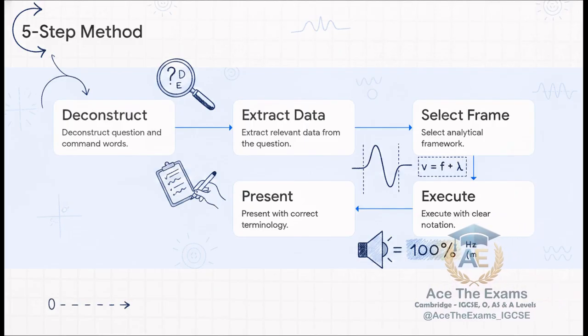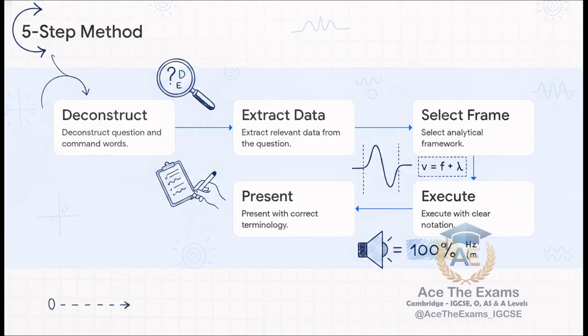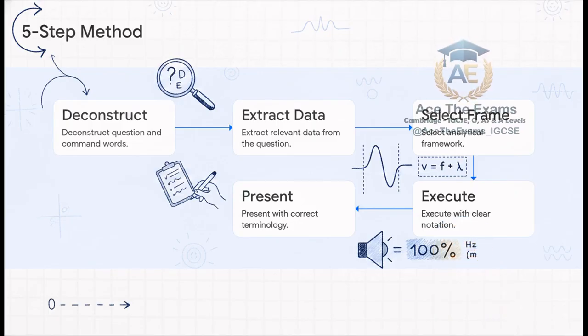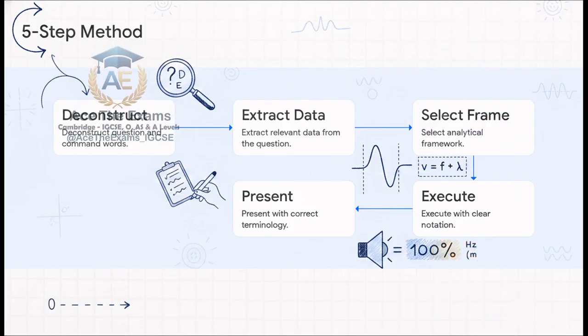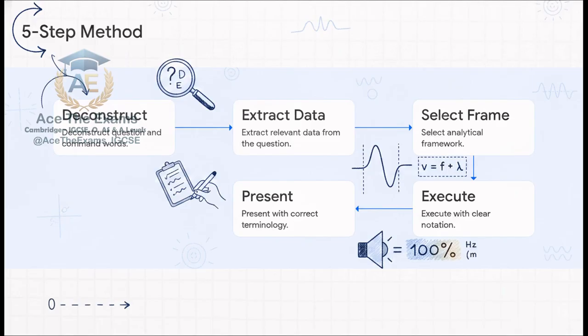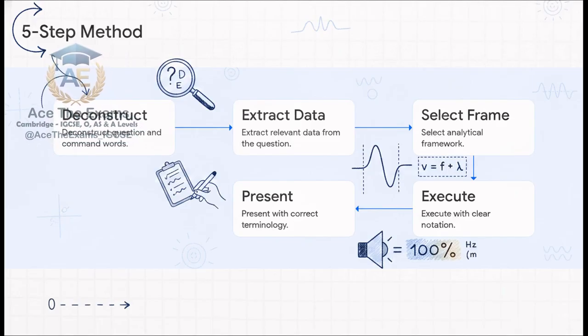Step 3. Select your framework. In our case today, you write down v equals f lambda. Step 4. Execute with clear notation. Show your actual substitutions. Put the numbers where the letters were. And Step 5. Present with correct terminology and units. By automating this 5-step pattern in your brain, you capture every single process mark available, regardless of calculation slips.